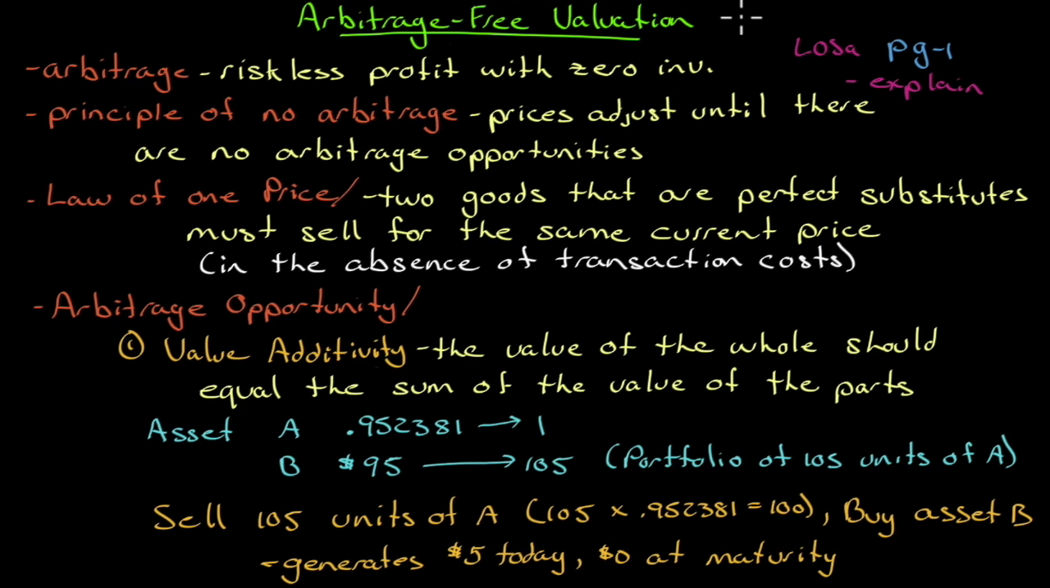So let's go ahead, starting of course with our first learning objective, which is to introduce a lot of vocabulary and make sure we have straight in our heads the idea of what arbitrage is. So arbitrage is a riskless profit with zero investment. Most people forget that point. It requires zero investment. The principle of no arbitrage: prices adjust until there are no arbitrage opportunities. Law of one price: two goods that are perfect substitutes must sell for the same current price. And of course, we have a caveat here: in the absence of transaction costs.